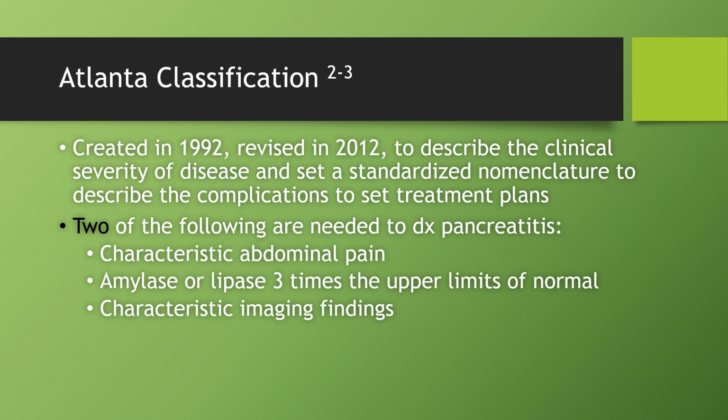Two of the following are needed to diagnose pancreatitis. They need to have the characteristic abdominal pain, and they need an amylase or lipase 3 times the upper limits of normal. And now they've used imaging findings as a third choice in case the other two are equivocal. If we have classic imaging findings of pancreatitis, they'll go ahead and treat that patient as pancreatitis.